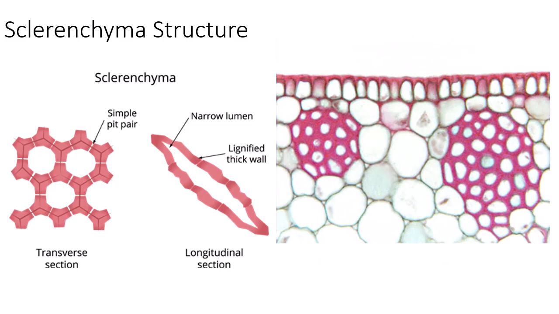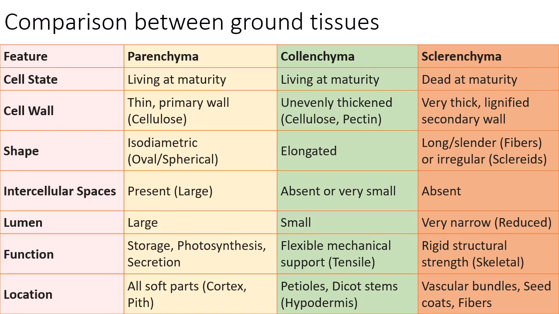Here you can see the structure. If you see an individual cell, huge wall thickenings can be seen, and in real you can see the structure of sclerenchymatous tissue here. The comparative structure of parenchyma, collenchyma and sclerenchyma can be seen here. With respect to cell state, parenchyma is living, collenchyma is also living, but sclerenchyma is dead tissue.